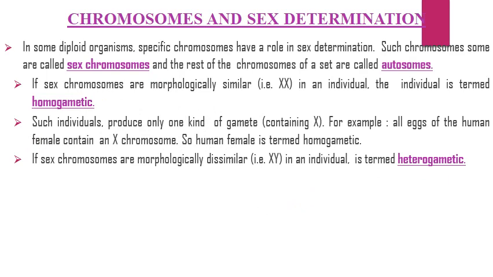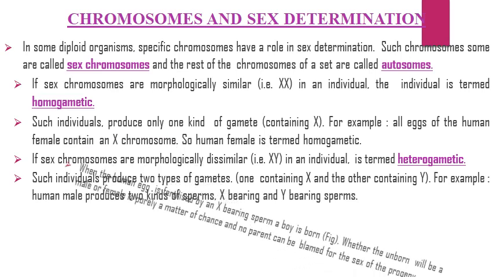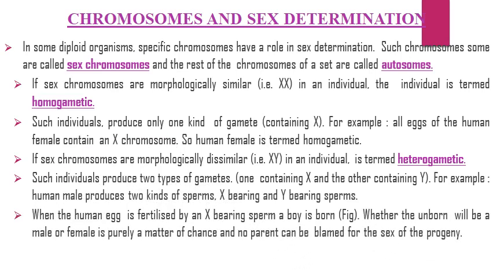If sex chromosomes are morphologically dissimilar in an individual, this is termed heterogametic. Such individuals produce two types of gametes. For example, a human male produces two kinds of sperms, X-bearing and Y-bearing sperms. When the human egg is fertilized by an X-bearing sperm, a girl is born. Whether the unborn will be a male or female is purely a matter of chance, and no parent can be blamed for the sex of the progeny.